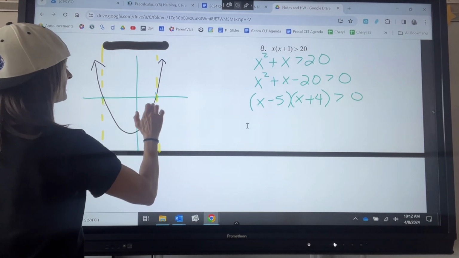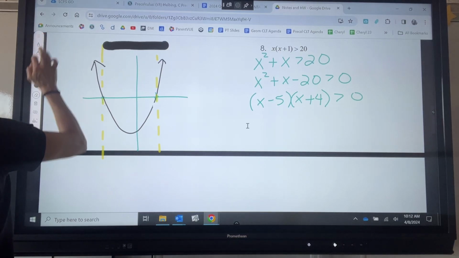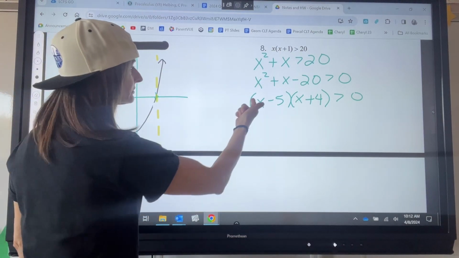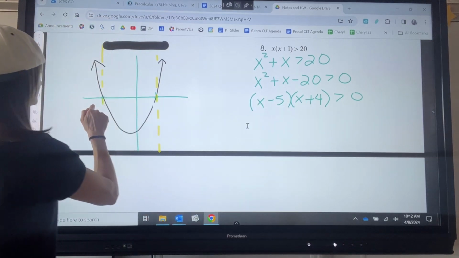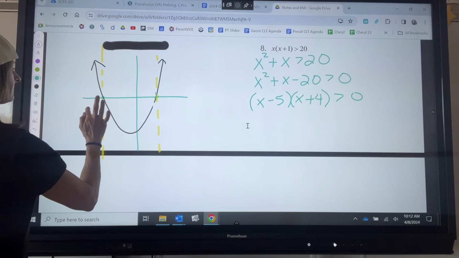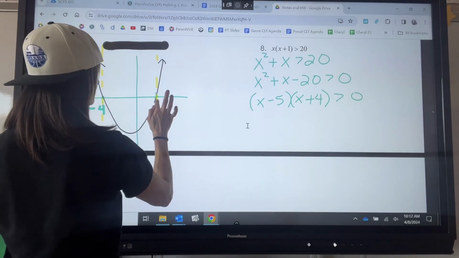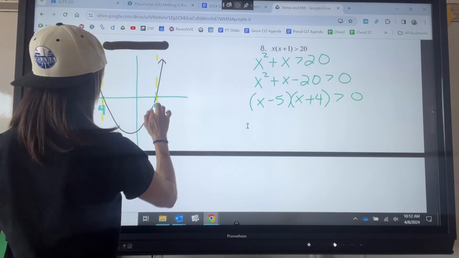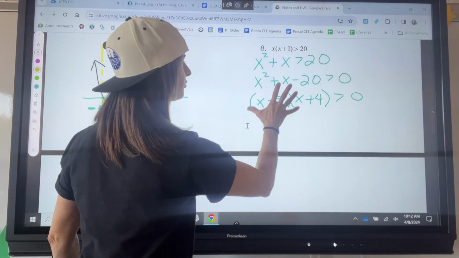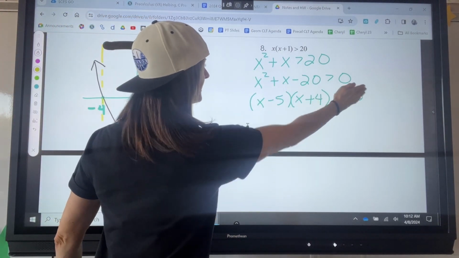And when you draw them on your number line, since it's a number line, you have to put the lowest number first, then the highest number. So we've got a 5 and a negative 4. So this has to be negative 4, and this has to be a positive 5. It's fine, whatever. All right, they're asking, where is this graph greater than 0?